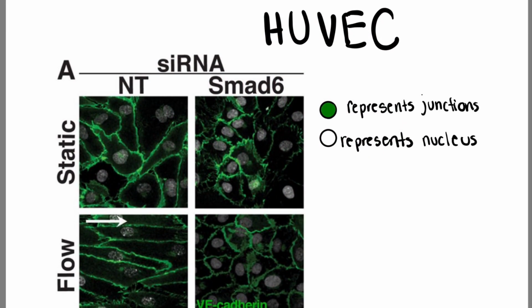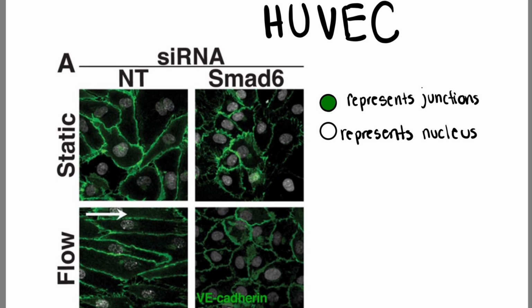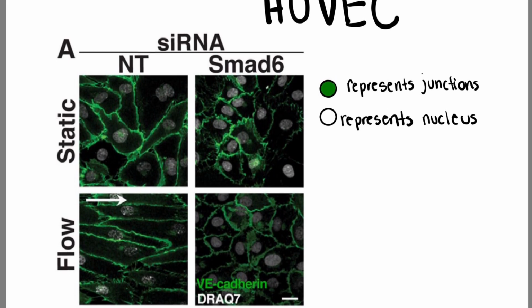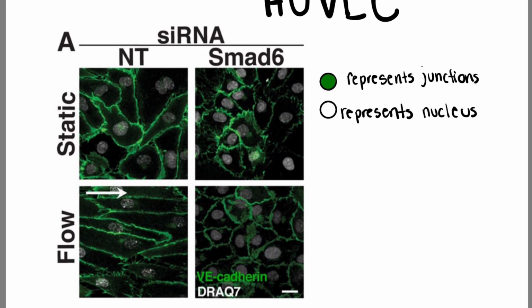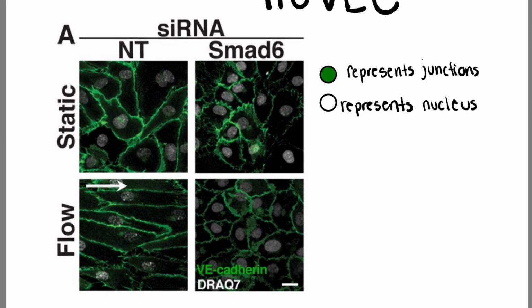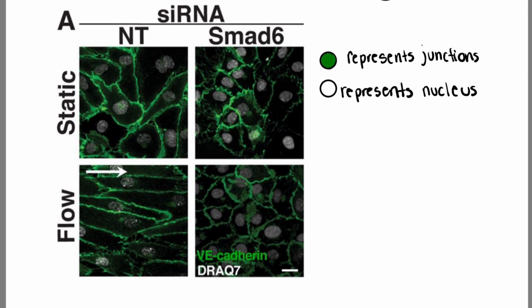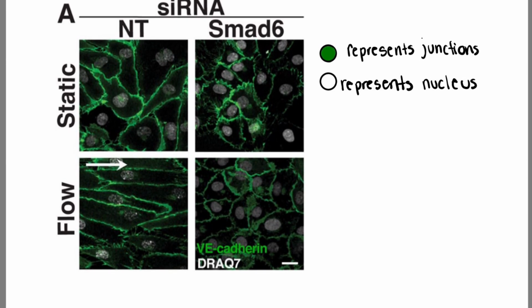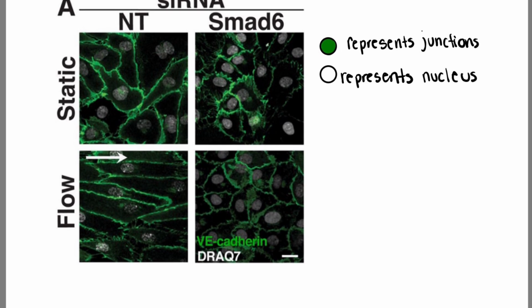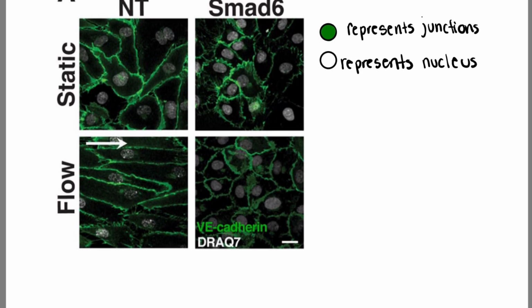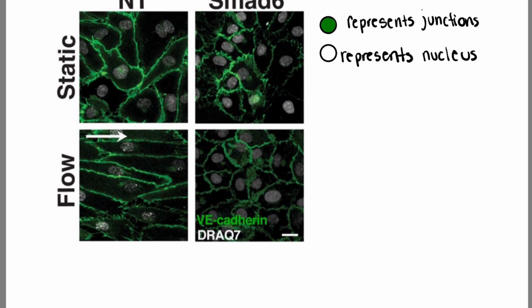Here we have the immunofluorescent figure representing the HUVEC, also known as the human umbilical vein endothelial cells. The green we see is representing the junction of the cells, which are protein structures that hold the cells together. We also see the white portions, which represent the nucleus. To better understand this figure, let's break it into parts.